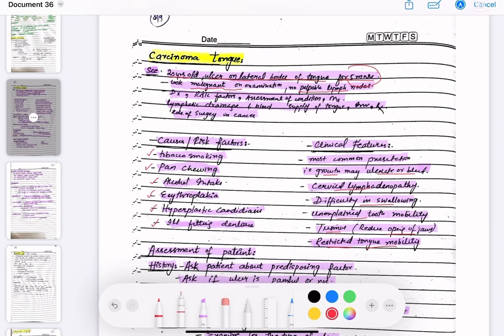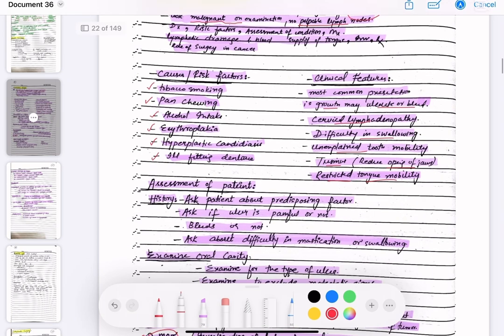The most common clinical feature is cervical lymphadenopathy, as the tongue is near the cervix, so cervical lymphadenopathy will occur. There will be difficulty in swallowing and difficulty in mastication, unexplained tooth mobility, trismus may also be present, and there will be restricted tongue mobility. These are very common features.